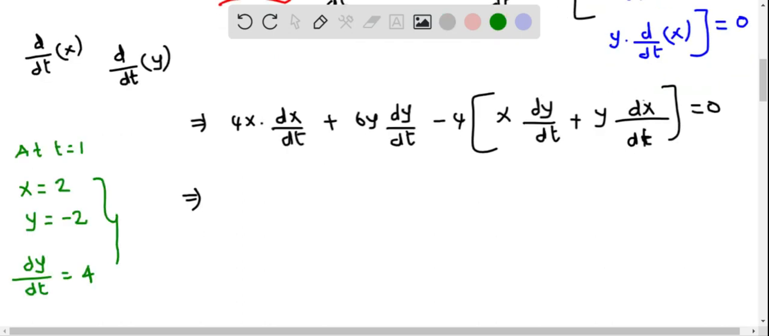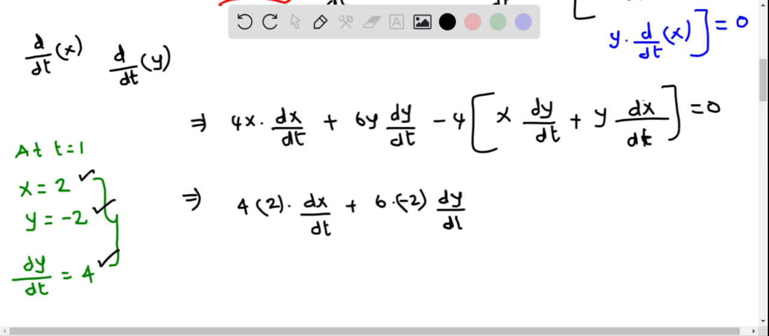We can plug in the initial conditions and solve for dx over dt. I'm going to plug in x equal to 2, y equal to -2, and dy by dt equals 4 into this equation. So 4 times x, which is 2, multiplied with dx over dt, plus 6 times y, which is -2, times dy by dt, minus 4 times x, which is 2, times dy by dt, plus y, which is -2, times dx by dt.